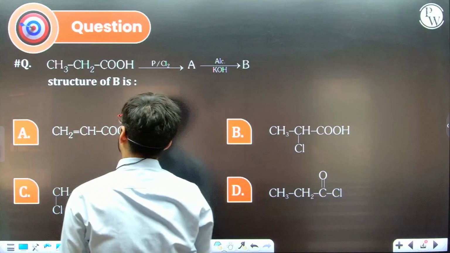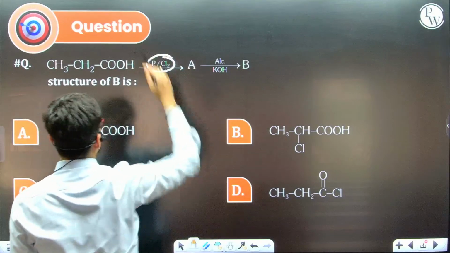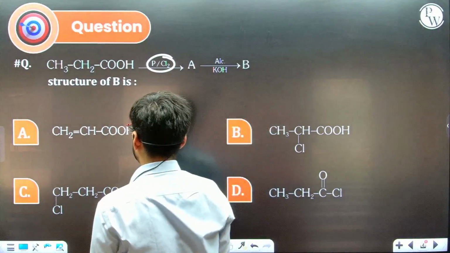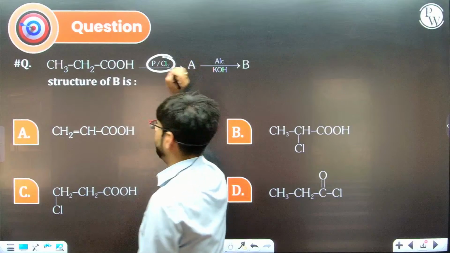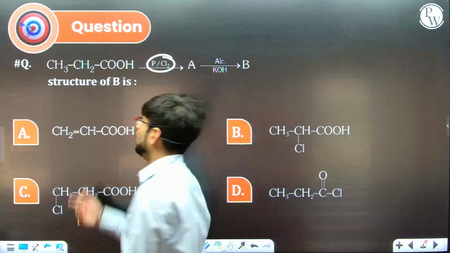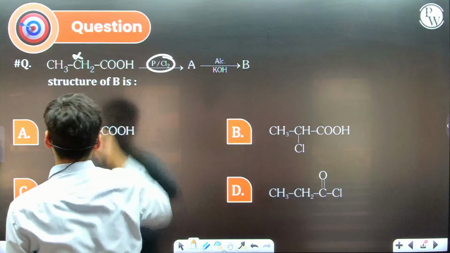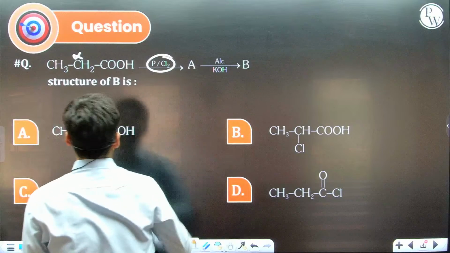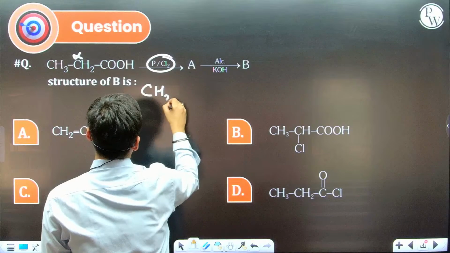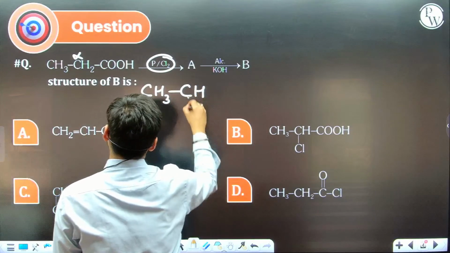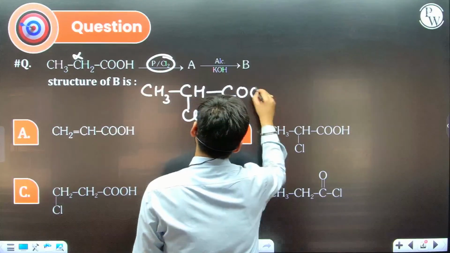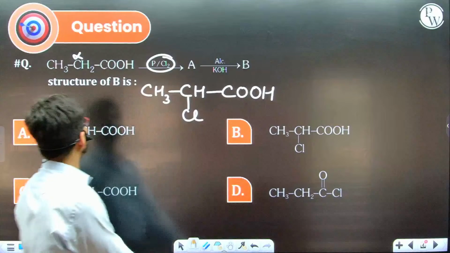CH3CH2COOH. This is a carboxylic acid. Now see, what do we have here? This is indicating a particular reaction. If you remember, in NCERT it's given as the Hell-Volhard-Zelinsky reaction. So this is the alpha carbon with respect to COOH. I treat this carboxylic acid with red phosphorus in the presence of halogen. I get a compound where alpha hydrogen is replaced with a halogen. In this case, chlorine is the halogen. And hence we will say this is A.